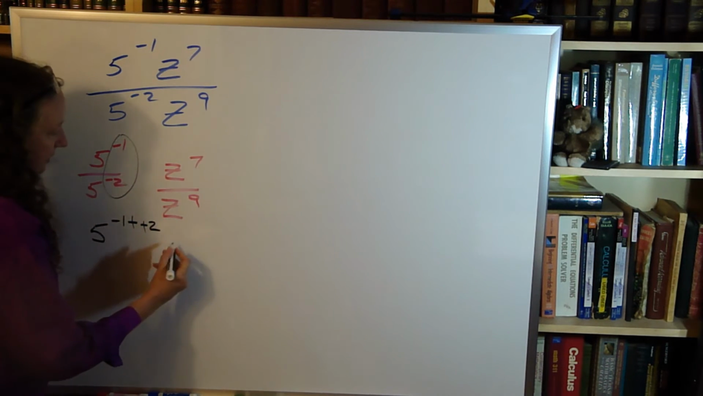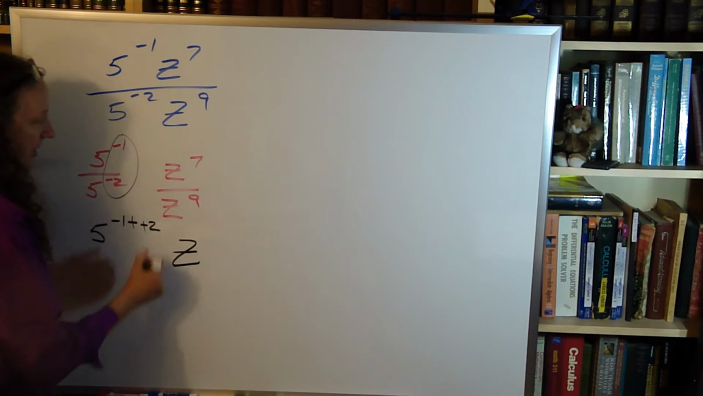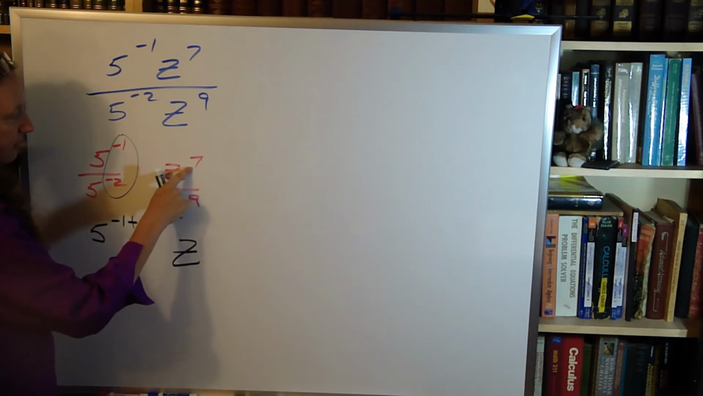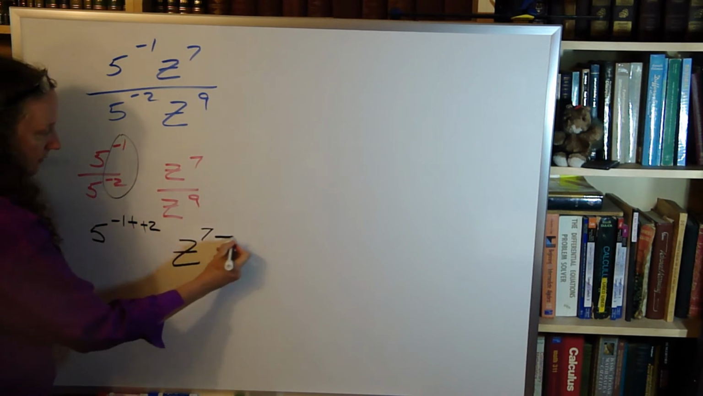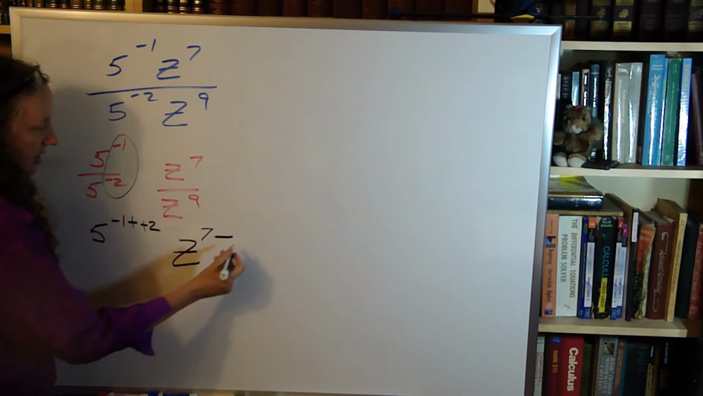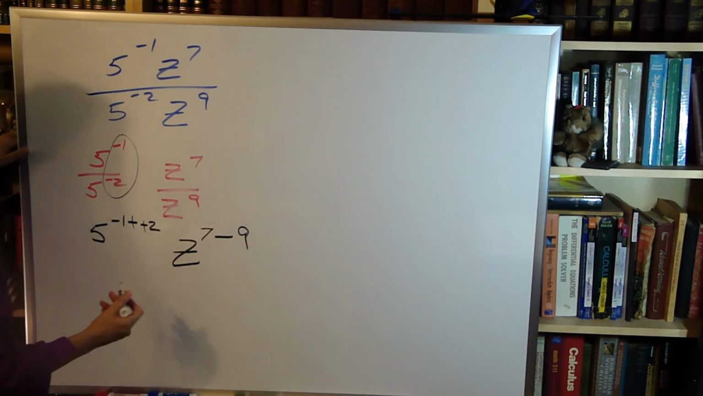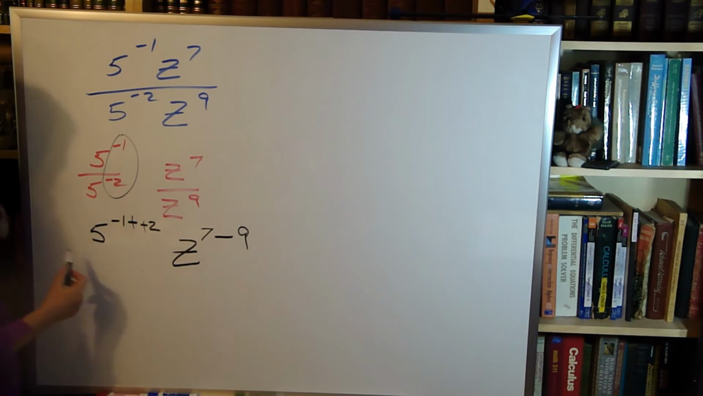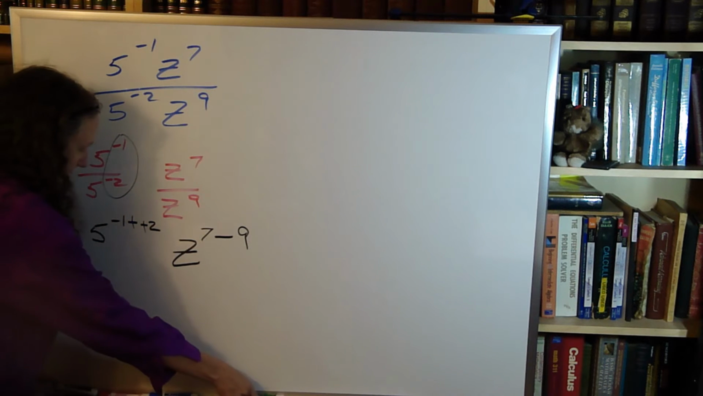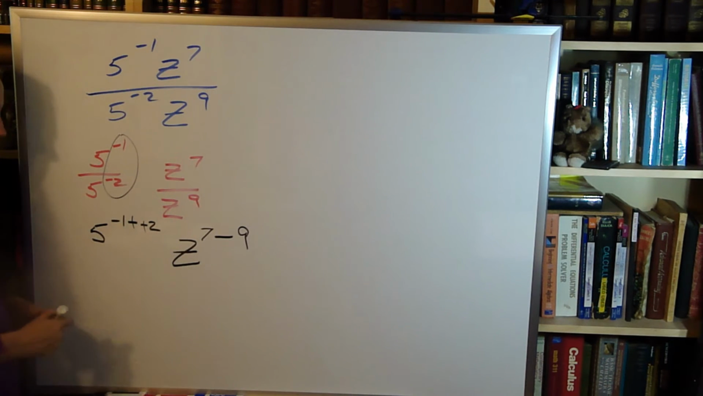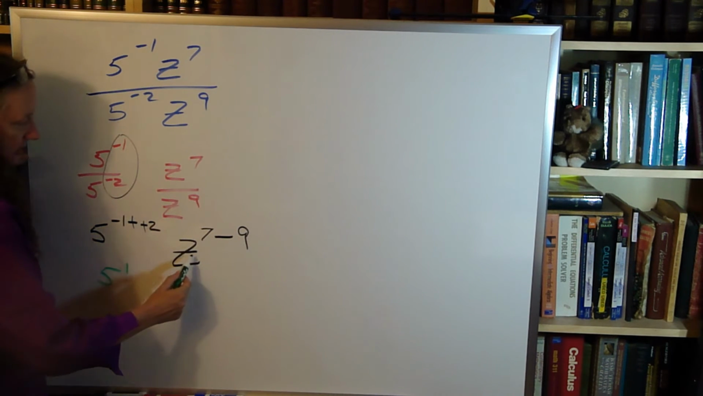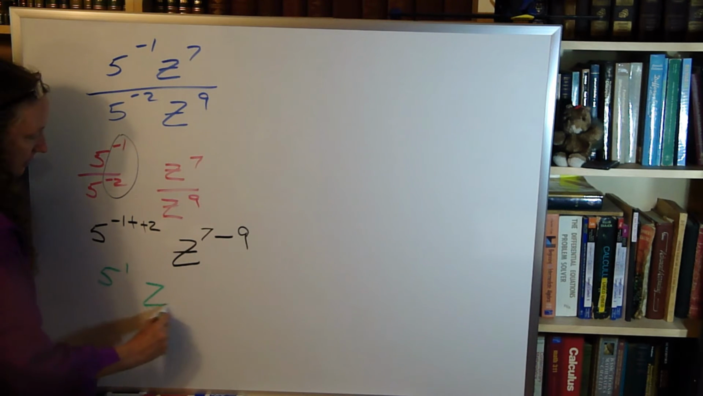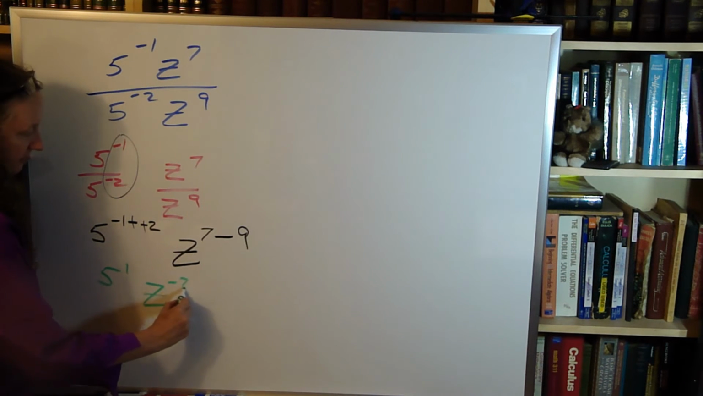Then I have z, same base, top and bottom here. Exponent on the top is 7 minus exponent on the bottom is 9. So with my 5, negative 1 plus 2, that's 1. My z, 7 minus 9, that's negative 2.